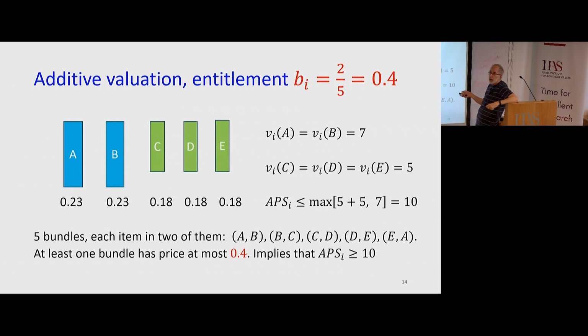So no matter how you are going to price the items, at least one of these bundles would have price at most 0.4, because the average price of an item is 0.2, so it will have to happen. So no matter how you price, I will be able to buy a bundle that contains 2 items, and since every bundle that contains 2 items has value at least 10, my value is going to be at least 10. So we have both a lower bound and an upper bound on the APS, so we know that the APS is exactly 10.